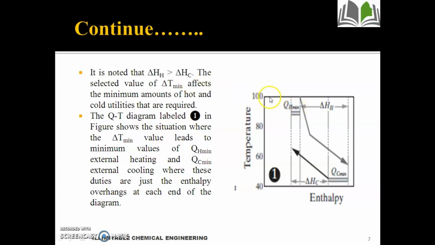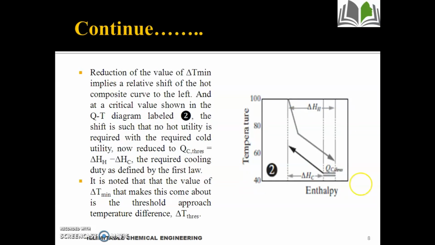Means if we are having this condition that is shown in the label 1 diagram, means delta Hh is higher, then we can say that it is required the minimum amount of hot and cold utility, right? So these diagrams want to say that now at the end of the cooling, where these duties are just the enthalpy overhangs at the each and end of the diagram. Means QH minimum and QC minimum refers the hot utility, minimum hot utility requirements, means MER targets, your MER targets. Now next, what is next?